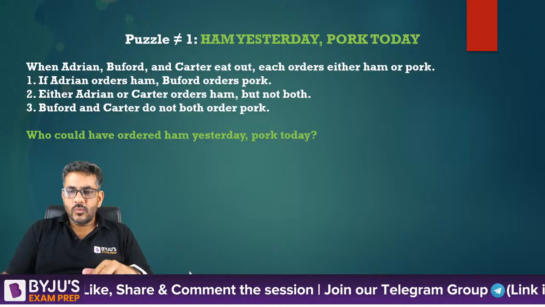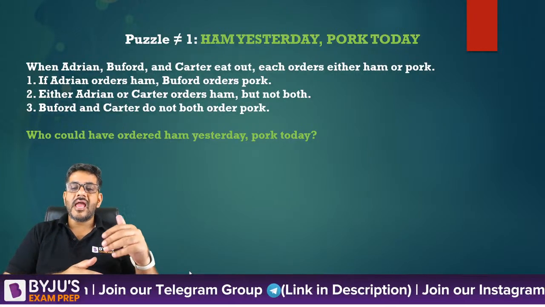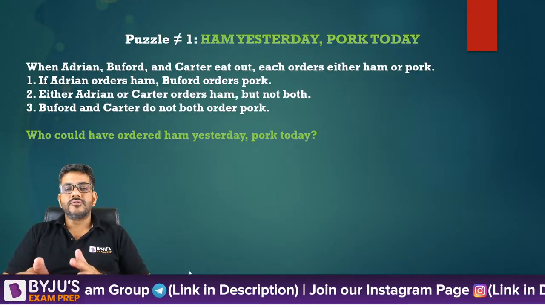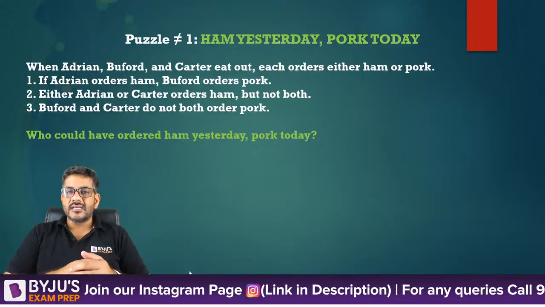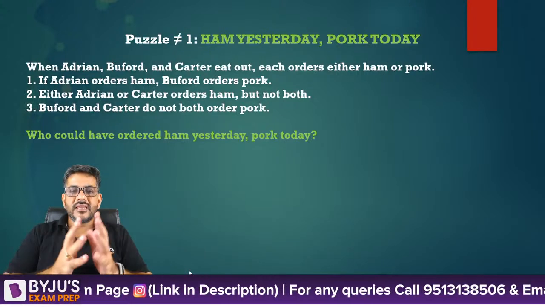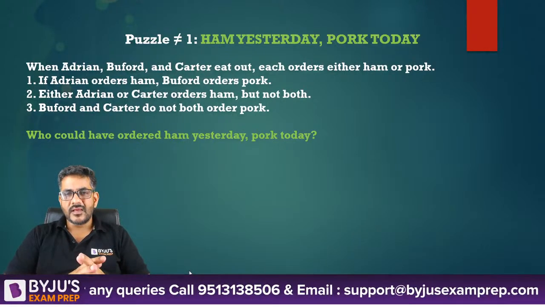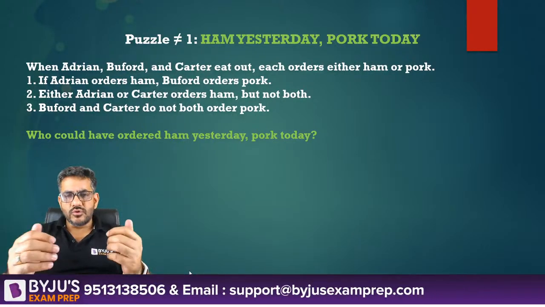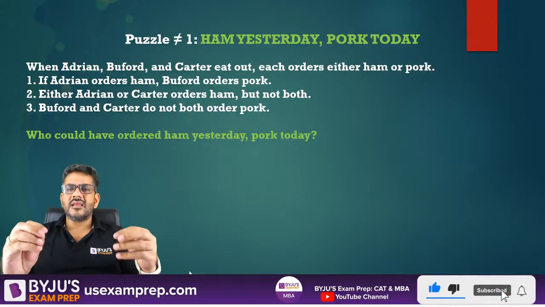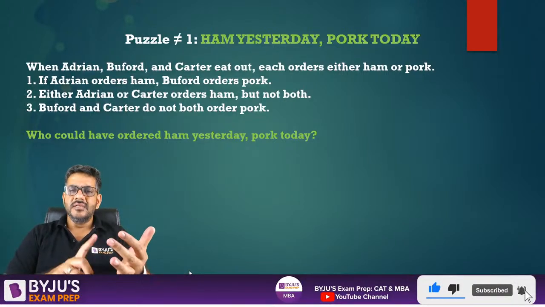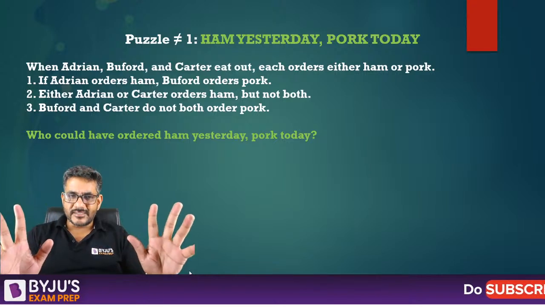First of all, what is the question asking you? Who could have ordered ham yesterday, pork today? What do we mean by that? Actually, here the question is asking you that according to the given conditions, जो भी आपको दिया है about Adrian, Bufford and Carter, right? So who eats ham, who eats pork? So there would be some cases. According to the given conditions, पता लगेगा हम लोगों को this guy eats ham, this guy eats pork, this guy eats ham, this guy eats pork. So there would be some cases.